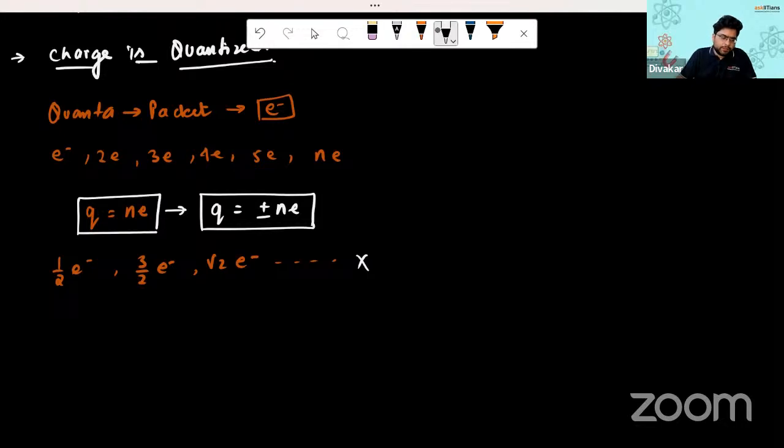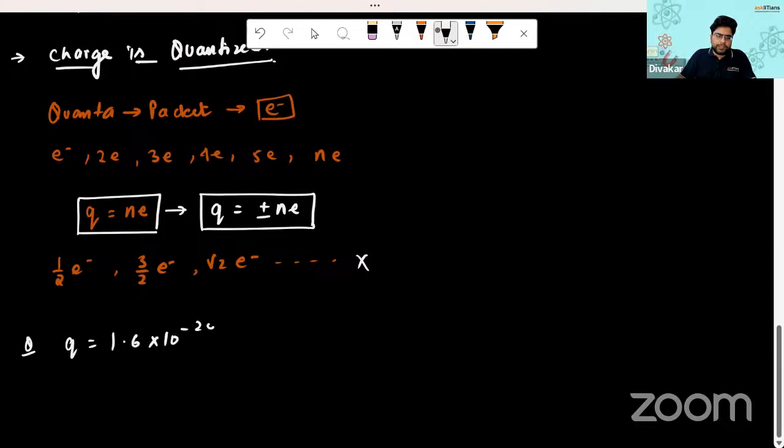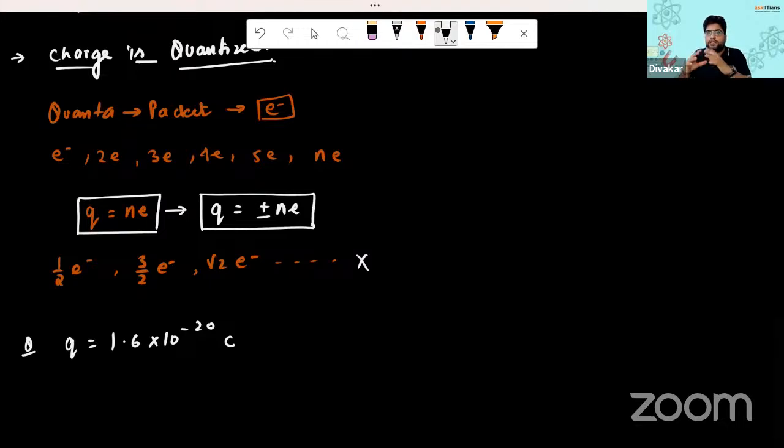So let's say question number 1. A friend of mine came to me and told me that he has an atom on which the charge is 1.6 into 10 raised to the power minus 20 coulomb. Now I'll have to take a call whether the person is telling the truth or it's a lie. So give it a thought and answer it in the comments.